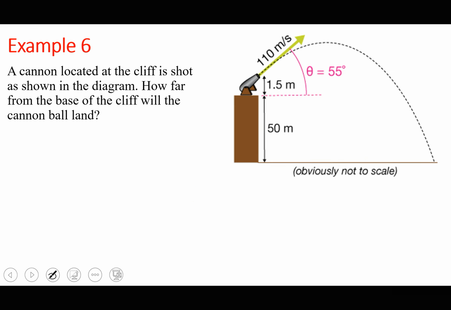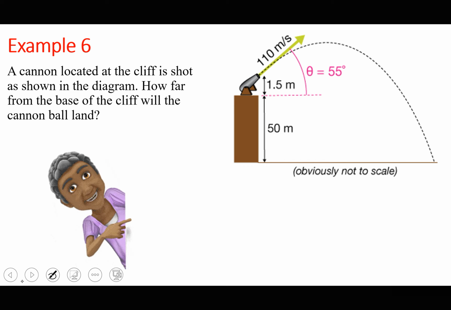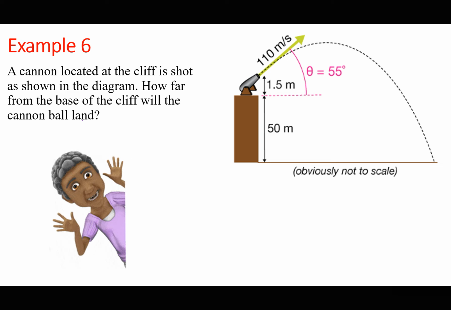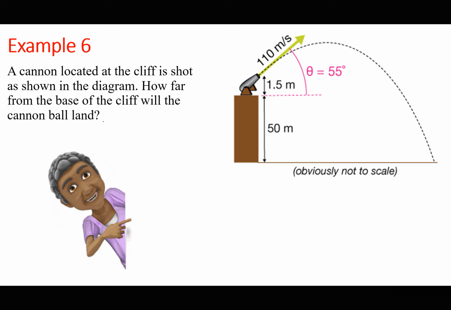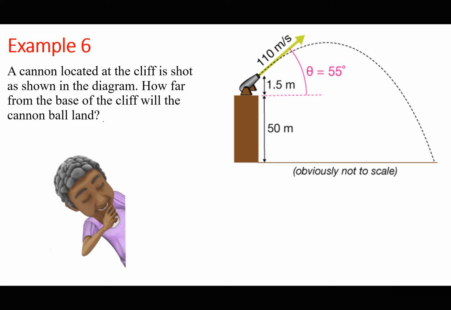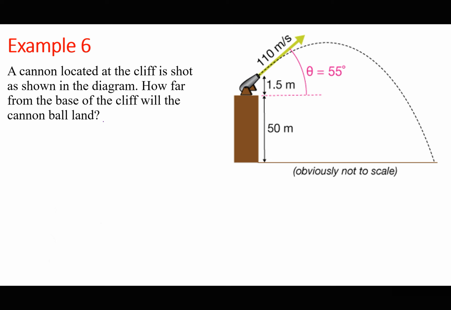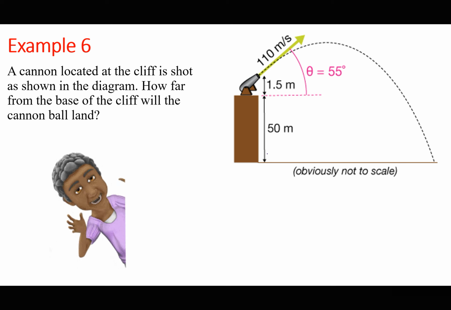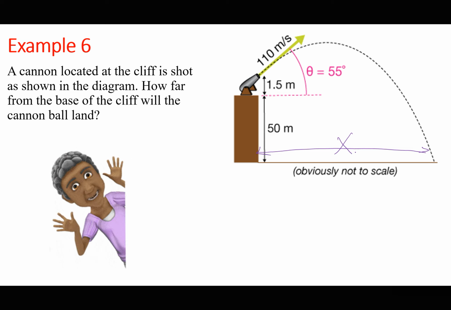So I have another example here. A cannon located at the cliff is shot as shown in the diagram. How far from the base of the cliff will the cannonball land? I think by now this should be an easy question because I've done a lot of examples. But still, I will try to solve this. How far from the base? So we want this distance here from the base. I'll call this one x. Will the cannonball land?